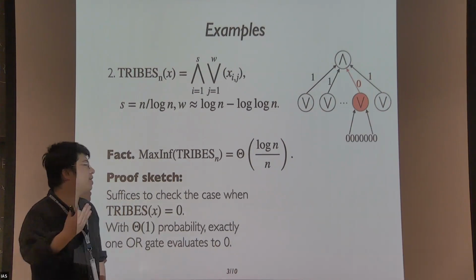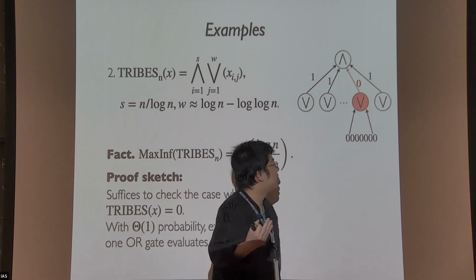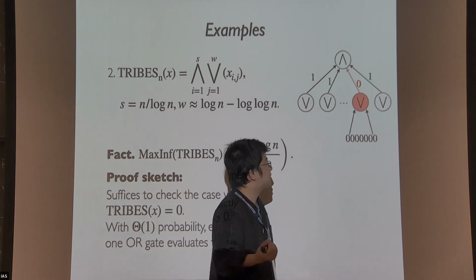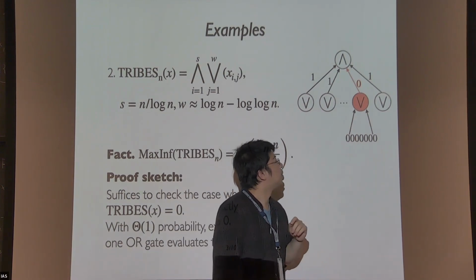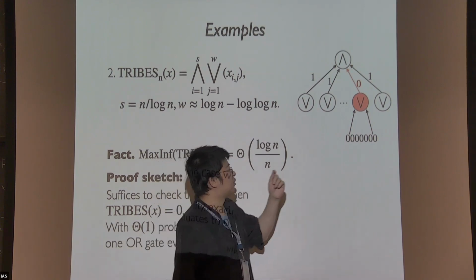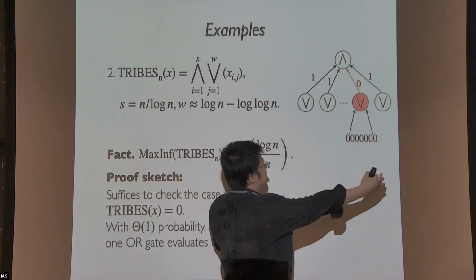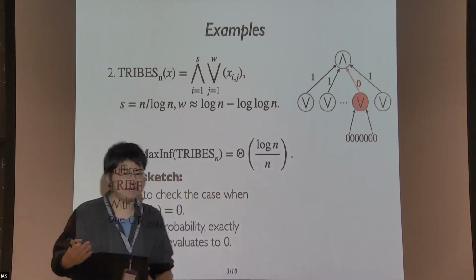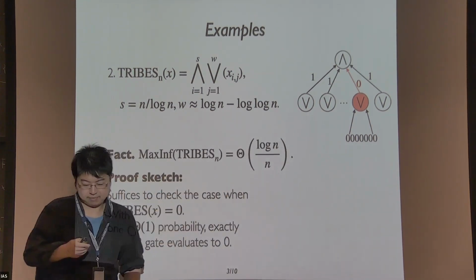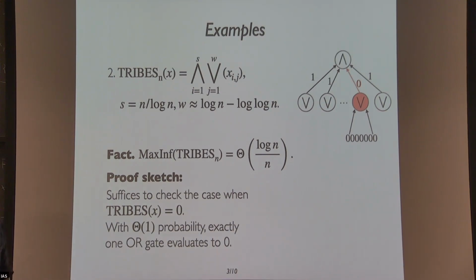And conditioned on this event, for any variable that is an input to this special gate, the probability is log n over the entire length of the input, and that's what we get, log n over n. So these are the two examples. I hope it clarifies the definition.